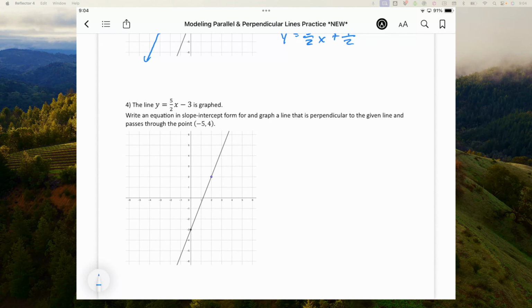So this time the line is perpendicular, so we will have a point, -5, 4, and a slope. The slope will be the opposite reciprocal because these are perpendicular, so instead of positive it will be negative. We flip it over, 2/5. So we would start at the point -5, 4. Slope would be -2/5, so down 2 to the right 5.